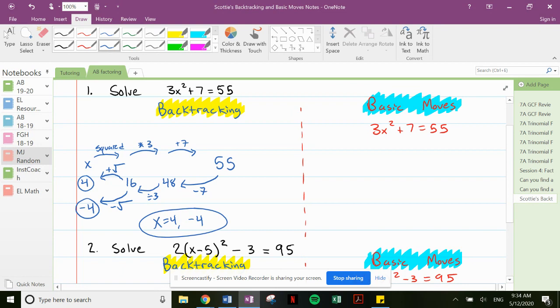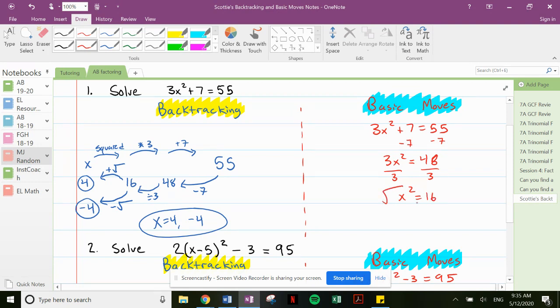Of course, you can always substitute those numbers back in to check your answer. With basic moves, just another option here. You can backtrack or basic moves, whatever you're most comfortable with. It's pretty similar. We're going to reverse the order of operations, but we're going to show work on both sides of the equation. So you might be more familiar solving linear equations like this, and thus might want to do it to solve these. Subtract 7. Now we divide by 3. We get that x squared equals 16.